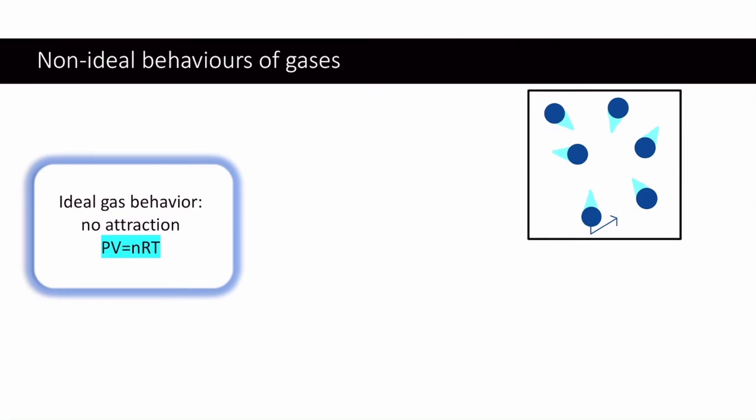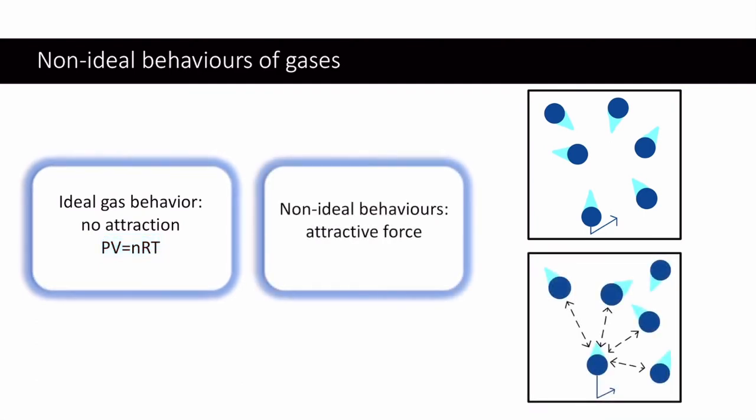So let's begin by talking about non-ideal behaviors of gas. But before we start talking about this, we must take a step back and know what ideal gas behaviors are. Ideal gas behaviors have no attraction between the gas particles, which means they move independently from each other, as you can see in the diagram provided here. In other terms, they have no intermolecular forces between the particles. This is usually represented by the ideal gas equation, which is right here. PV equals nRT.